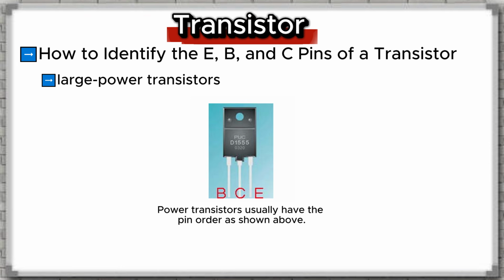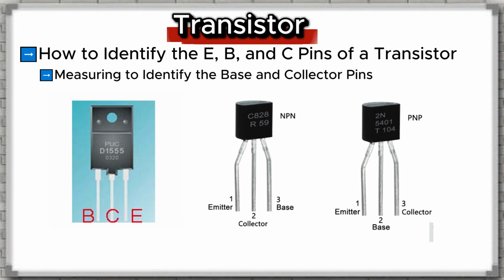For large power transistors, the arrangement is almost always fixed. On the left is the base, B, in the middle is the collector, C, and on the right is the emitter, E. Measuring to identify the base and collector pins. For small power transistors, the emitter E is usually on the left side, so what we really need to do is identify the base B pin. Then the collector C will simply be the remaining pin.